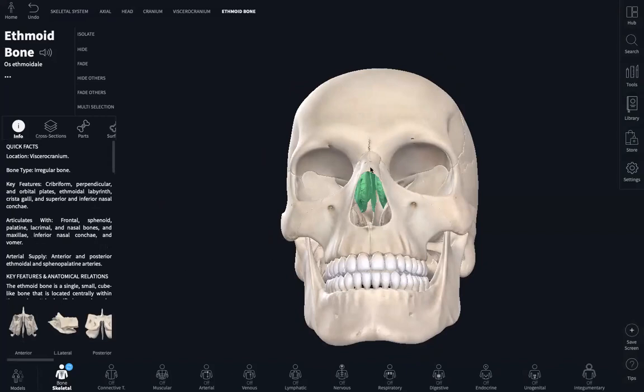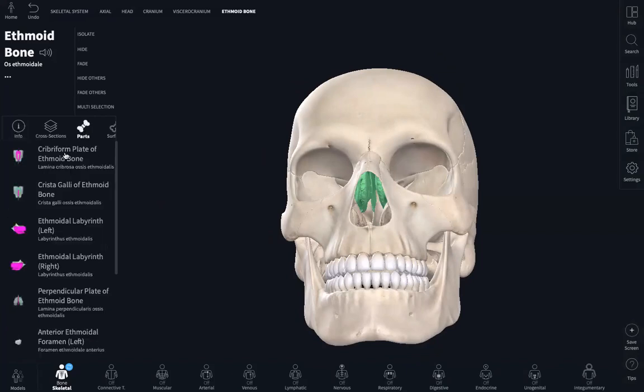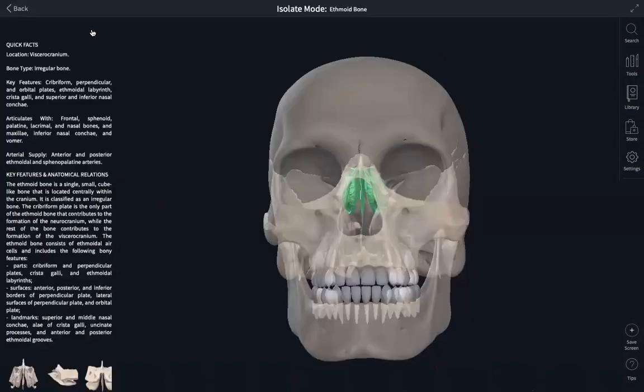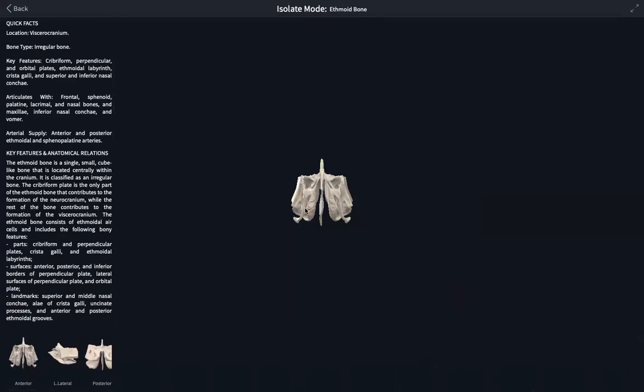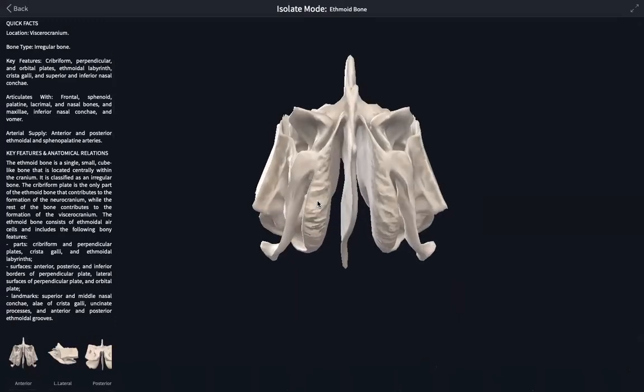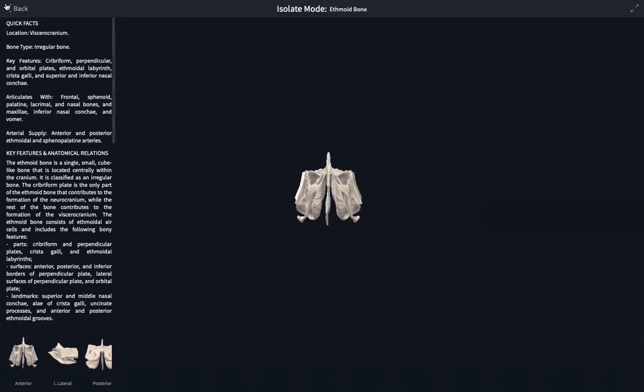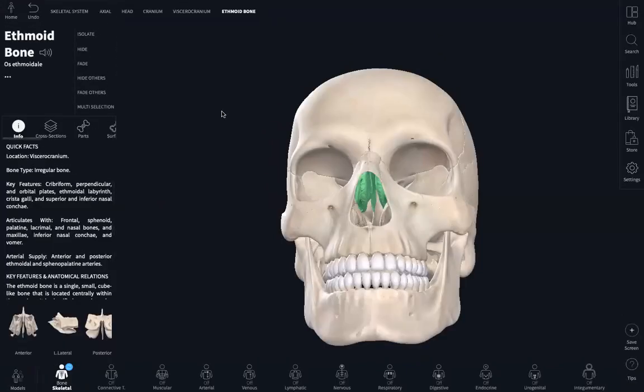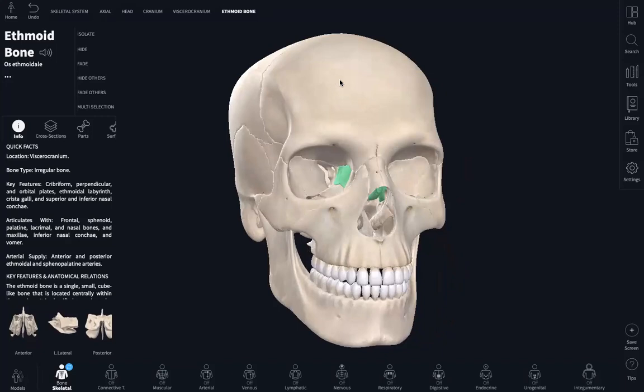See the positioning of the ethmoid. Can you see it? It is highlighted in green. I'll isolate the ethmoid of course. You can see this. This is the ethmoid. Are you getting it? Now coming to the bones. So sphenoid and ethmoid are the internal bones.